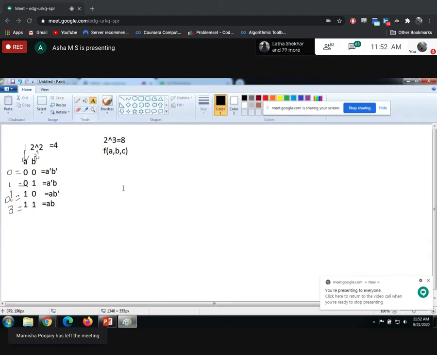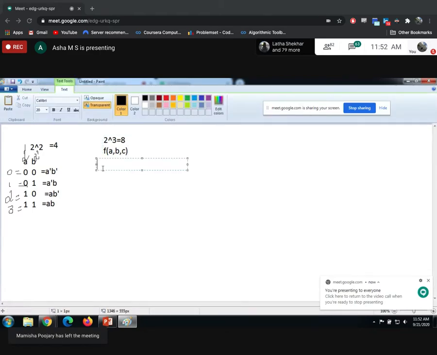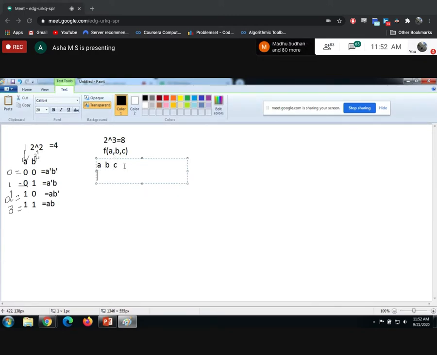So next, how to write the truth table? A, B, C. You will be having three variables. Okay, now how to write the truth table?